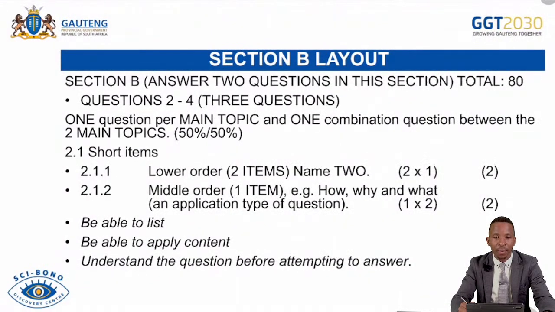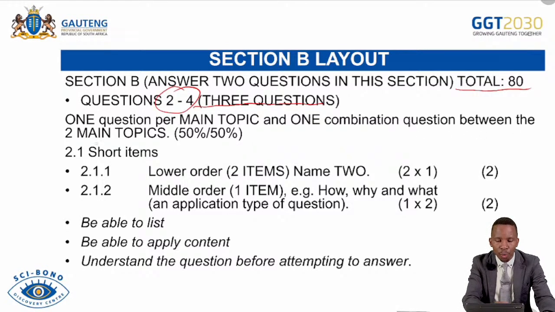And then section B layout. In section B, you answer 2 questions in the section. The total mark is 80 because each question is 40 marks. So we have question 2 up to question 4, and there are 3 questions in section B. There is 1 question per main topic and 1 combination question between the 2 main topics.